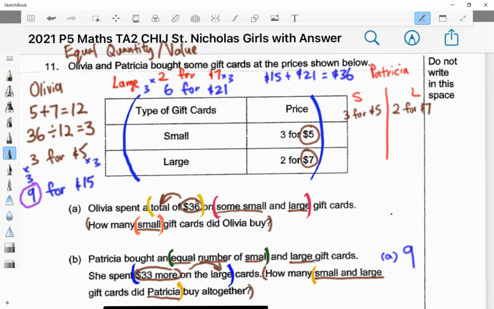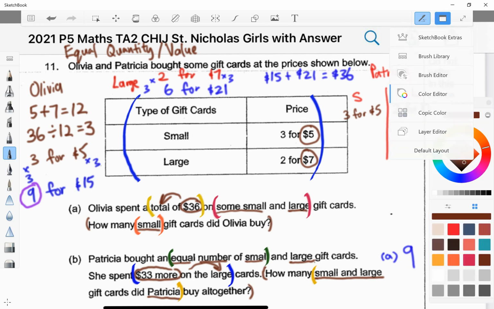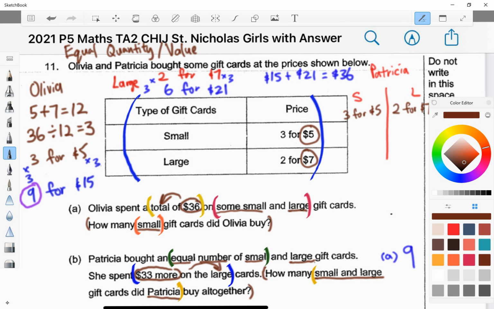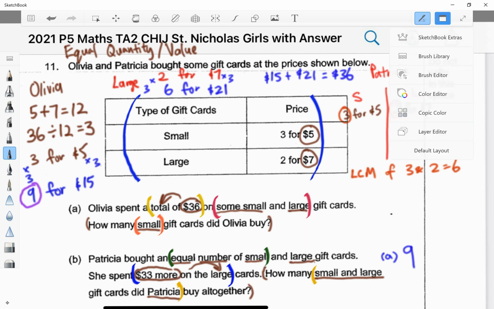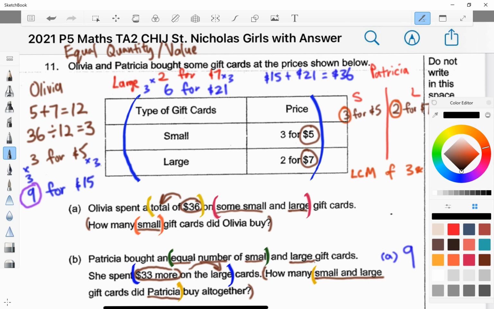And our job here is to make the quantity the same by using LCM. LCM means lowest common multiple. So our LCM of 3, which I'm circling in red, and 2 is actually 6. So I need to find out how much 6 small gift cards would cost. That's very important to me.